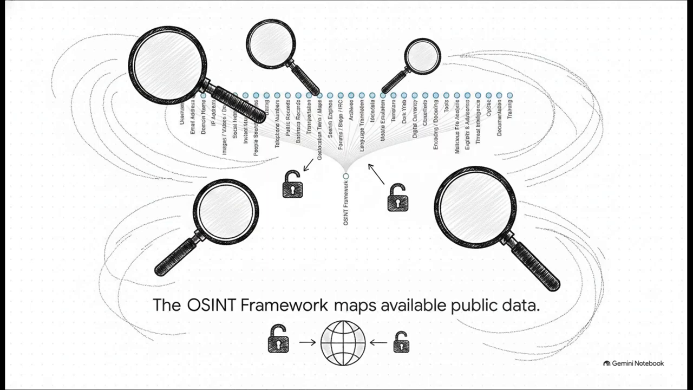Now, the sheer scale of information you can find without any special security clearance is, honestly, mind-blowing. The OSINT framework maps out tools to search across dozens of different data categories. We're talking everything from domain names to IP addresses, right down to public business records. It's absolute proof that a massive amount of sensitive infrastructure data is just sitting out there in the open, just waiting to be connected by someone who knows where to look.